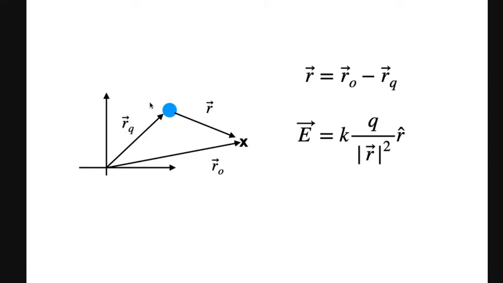So I have this vector RQ, the location of the charge. I have vector RO, the location of the observation point. So I need this vector R from the charge to the location, RO minus RQ, and then I can calculate the electric field as a vector like that.